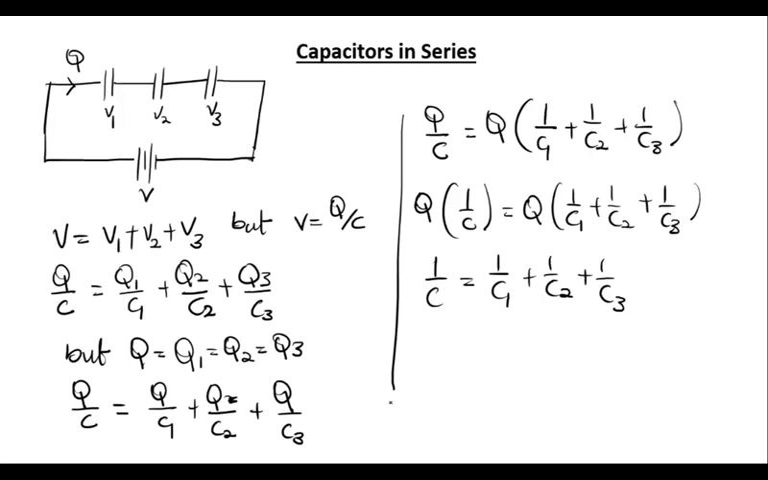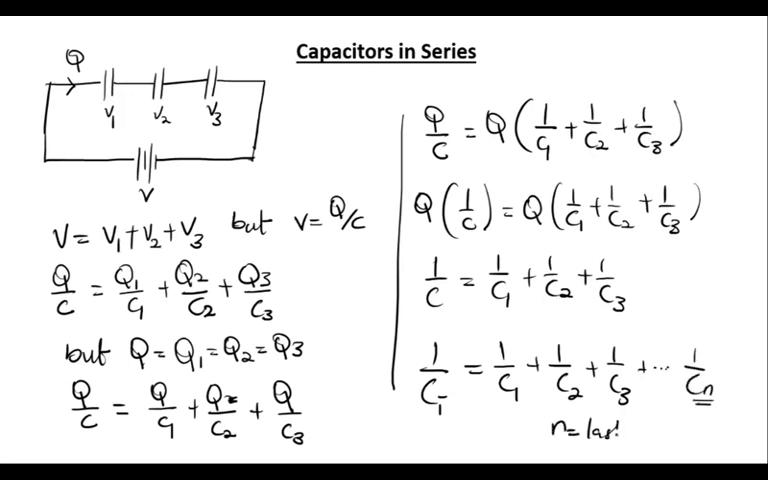So the overall total capacitance for capacitors in series is: 1 over CT, where CT is the total capacitance, is equal to the sum of the inverses of the individual capacitors that we have in the network, up to 1 over Cn, where n is the last number of capacitor that we have in the network.